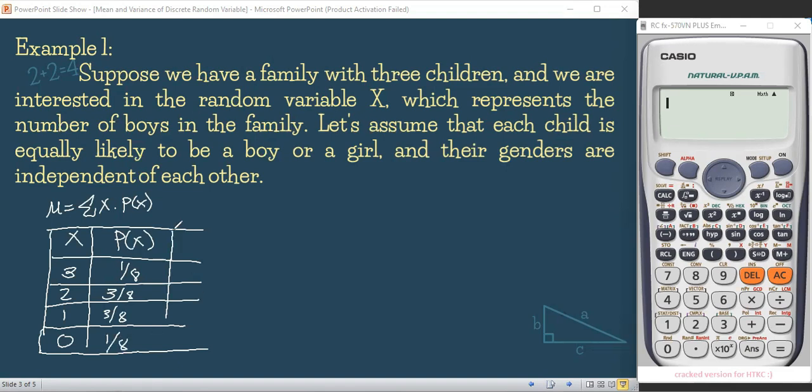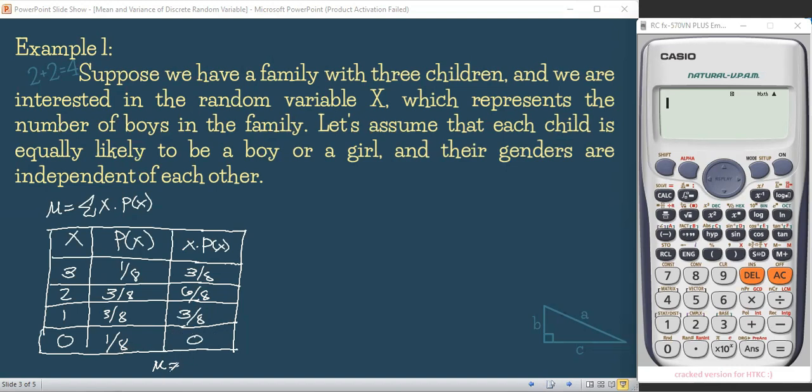Ngayon po, in order for us to calculate the mean, we have the summation of x times p of x. Ang gagawin po natin, i-multiply lang po natin itong dalawang columns na ito. So, we have 3 times 1/8, we have 3/8. 2 times 3/8, that is 6/8. At 1 times 3/8, that is 3/8. 0 times 1/8, that is 0.